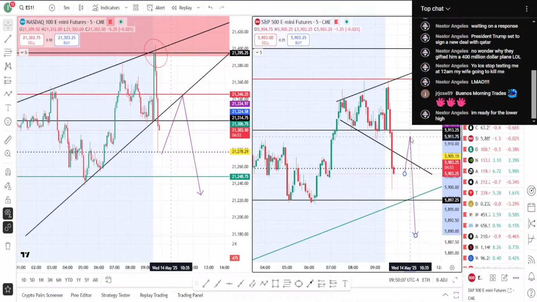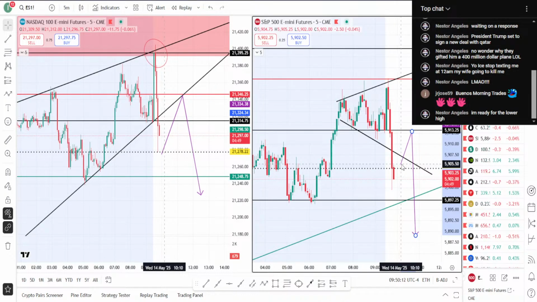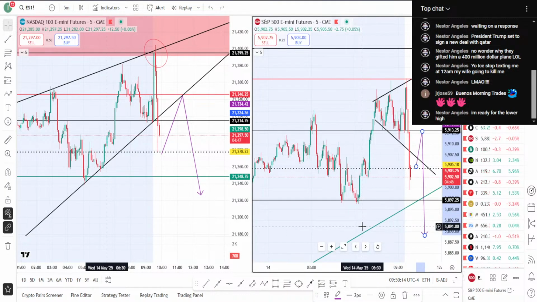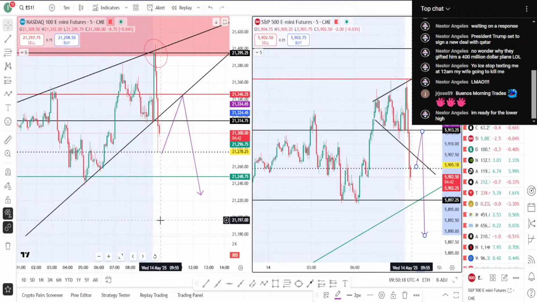It'd be nice to get a pullback up here, a rejection there. That'd be cool. Might not get it, but the key is to be patient here.